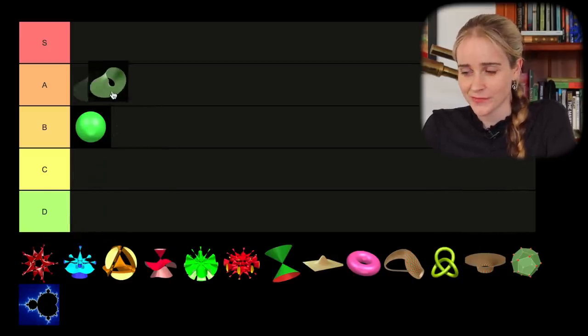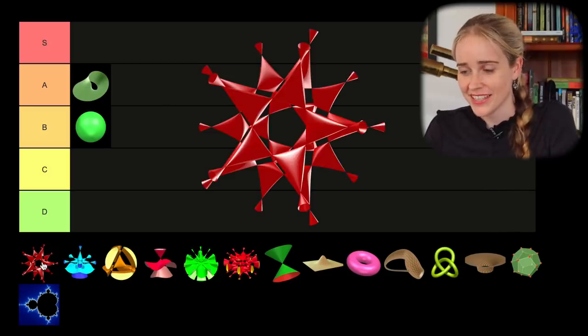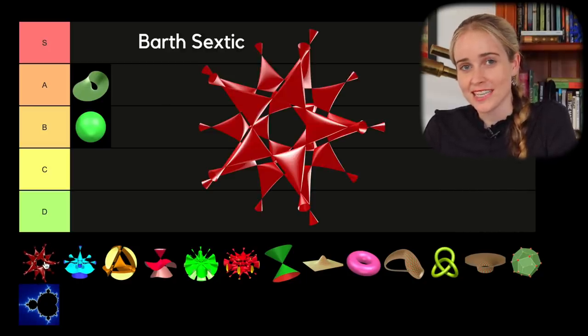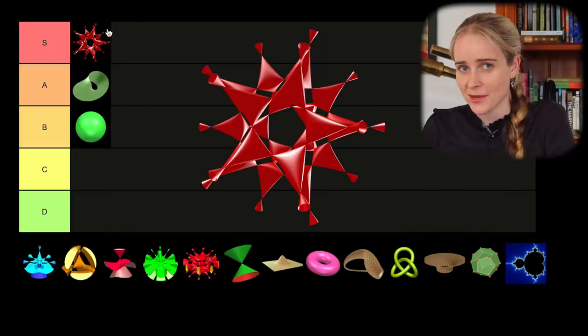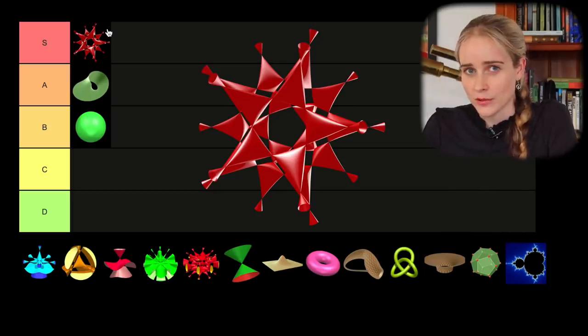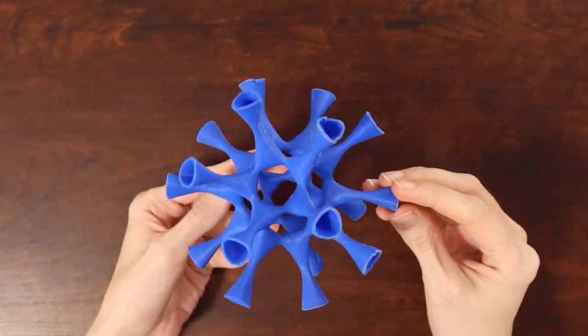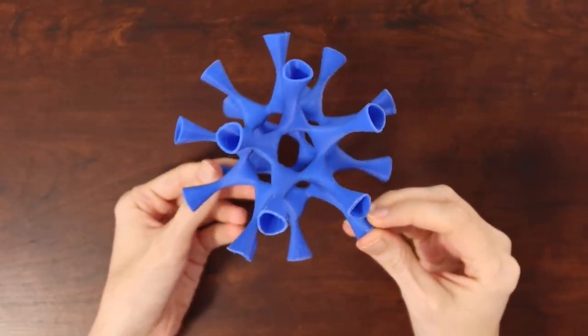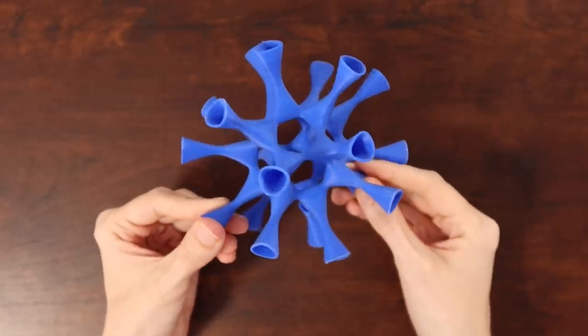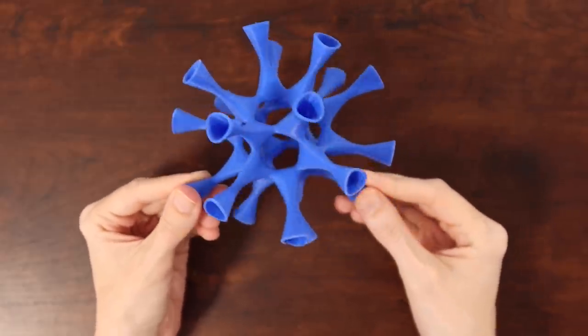an A-tier spot. Now this next crazy critter is the bath sextic, which I recently made an entire video about. It's going to belong in S-tier because it's got very interesting symmetry, record-breaking singularities, and an intriguing history. It is one of the world record surfaces, since it holds the record for having the largest number of singularities for a polynomial of degree 6. That record that it holds is 65 singularities, and it was proven that it can never be beaten. That 66 singularities isn't possible.